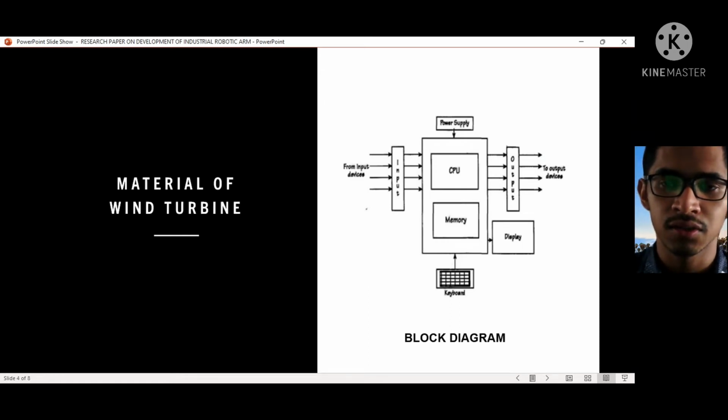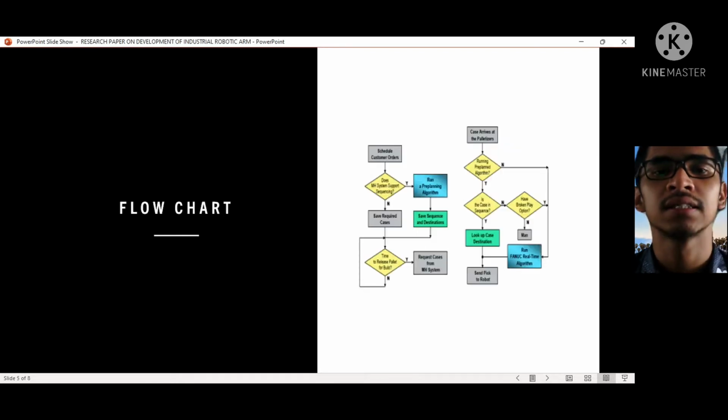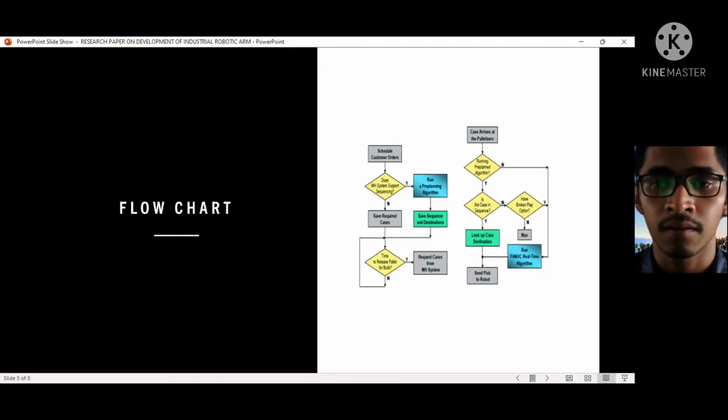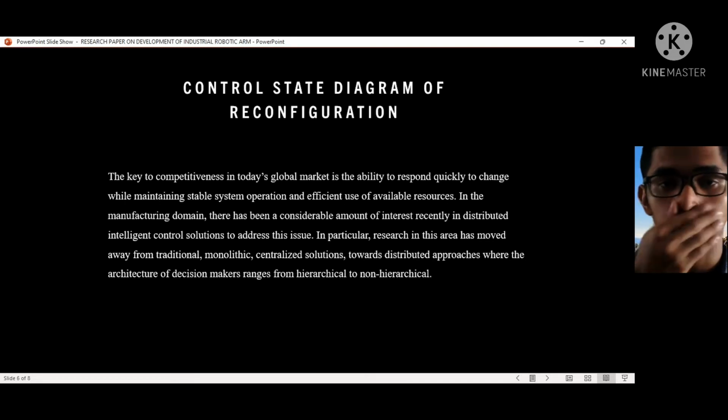So this is the image of the block diagram for the robotic arm. Here is the flowchart for the robotic arm. Now we go to the control state diagram of reconfiguration.